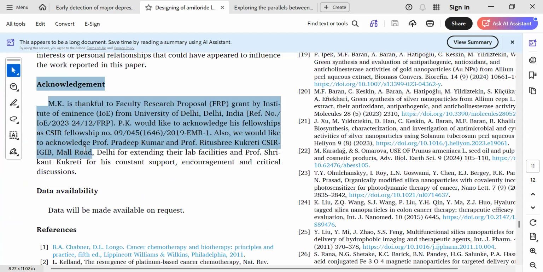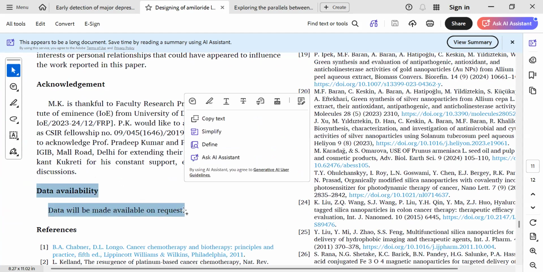Then you will acknowledge the grants or the fellowships because of which you were able to conduct this particular study. You can also acknowledge people and the instrumentation which were important for this work. And then you can give a statement regarding the data availability. Generally, if somebody requests, you will have to share that data. That is generally the policy of most journals.